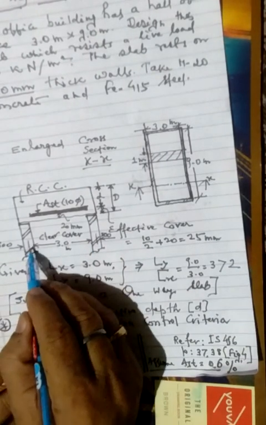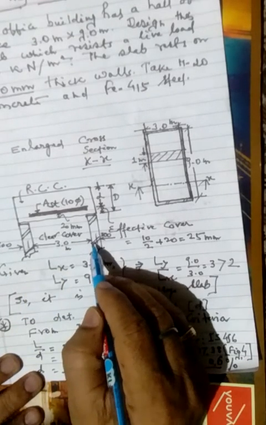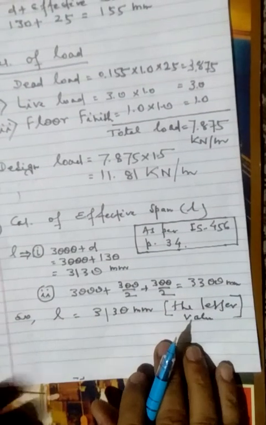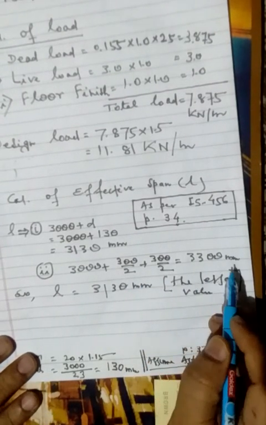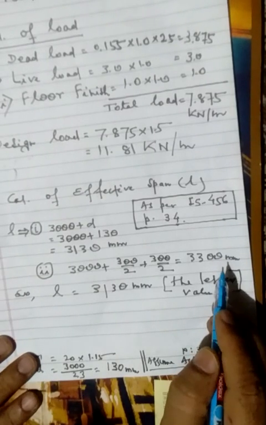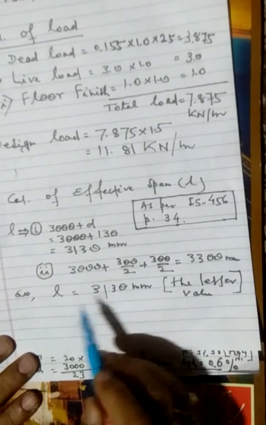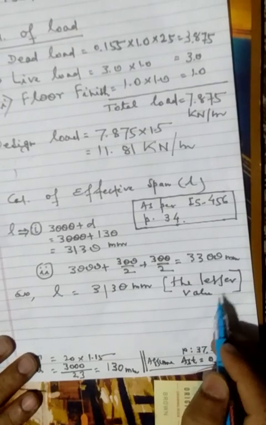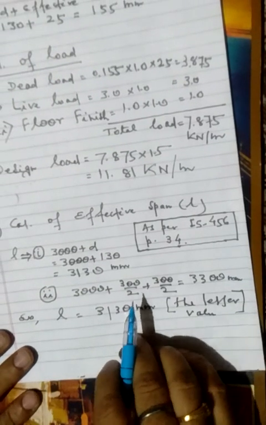So half of 300 by 2 from this side plus 3 meter plus 300 by 2 millimeter from this side will give us center to center of support. So we get here 3000 plus 300 by 2, 300 by 2, that is 3300 millimeter. Now as per guidelines of IS 456, the smaller of the two values would be the effective span. So L, the effective span comes 3130 millimeter, that is the lesser of the two values. So this way we have got the effective span.